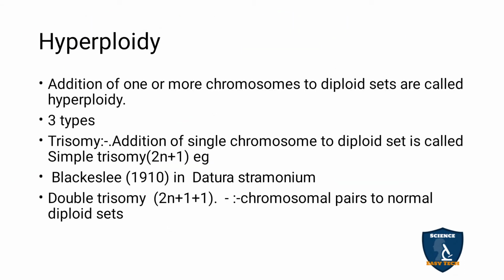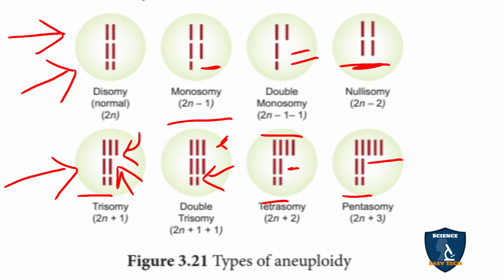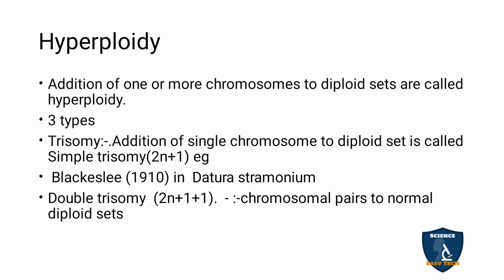An example was reported by Blakeslee in 1910 in Datura stramonium. This trisomy is seen in Datura stramonium, which belongs to the Solanaceae family. Double trisomy, 2n plus 1 plus 1. That means 2 pairs are added to the normal diploid set. So here you can see the 2 pairs. These 2 are added to the diploid condition. That type is known as double trisomy.